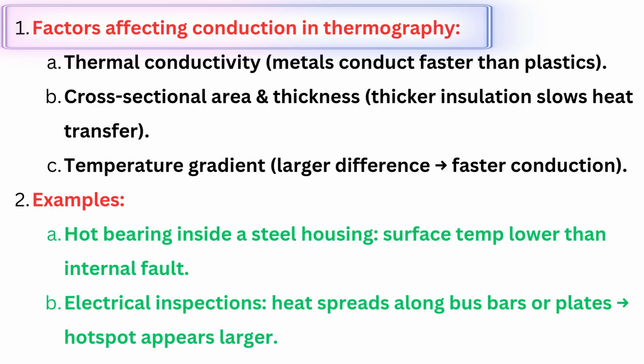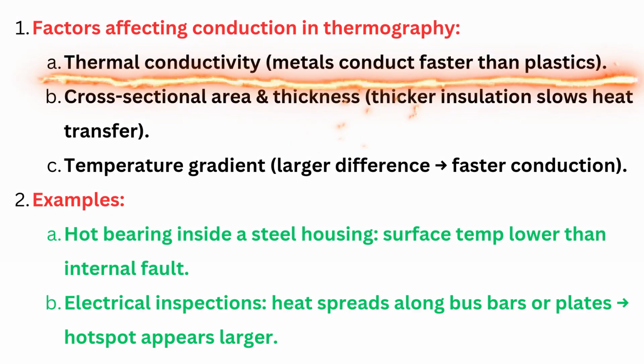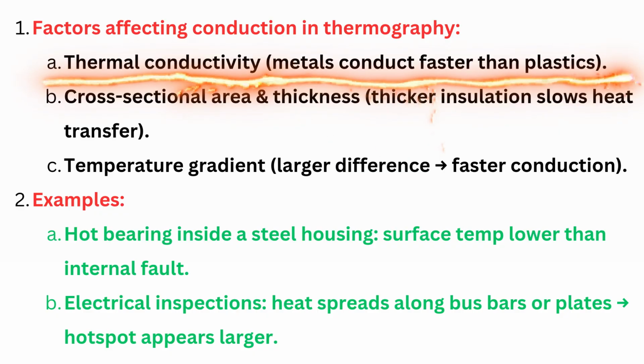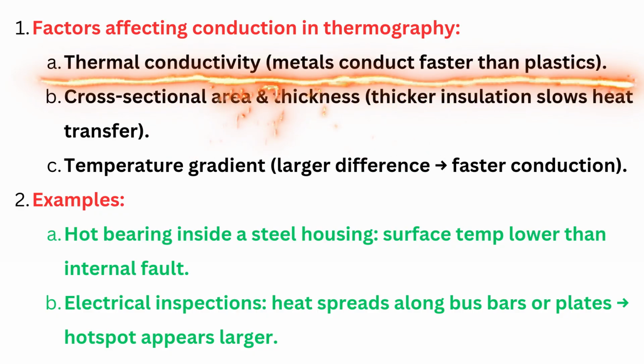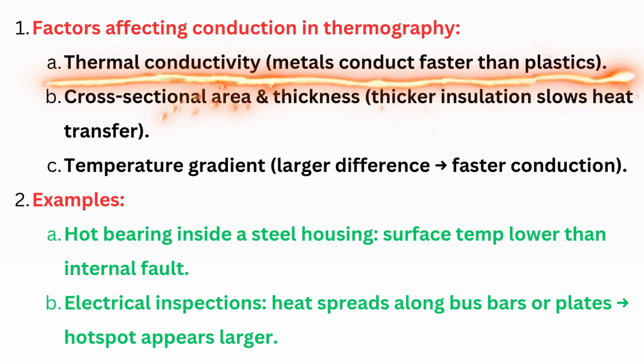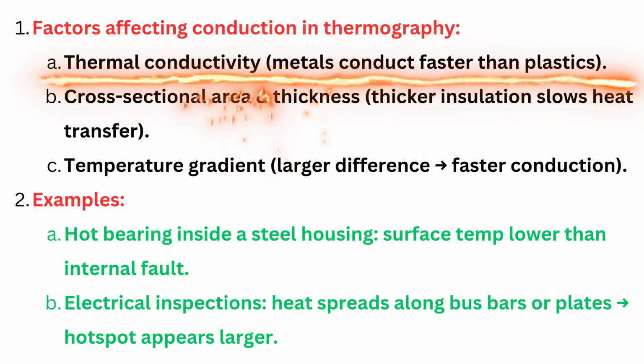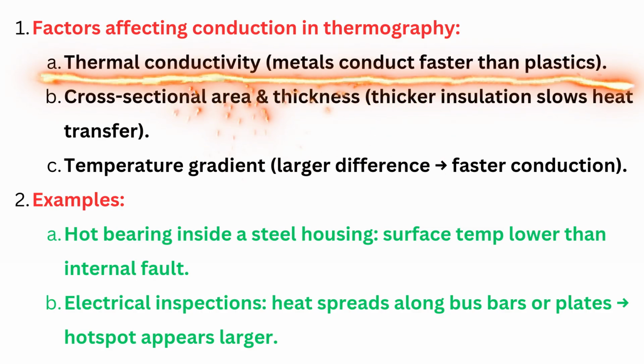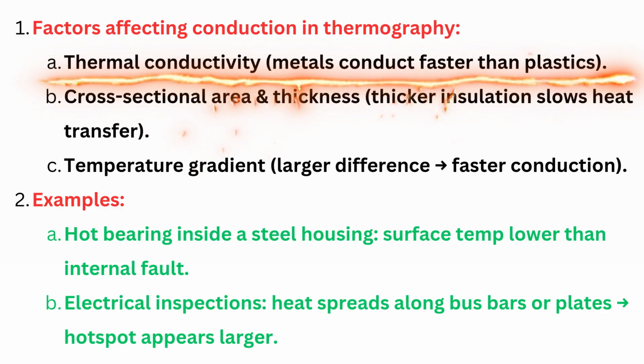There are key factors on which the conduction process depends. The first one is the thermal conductivity of the material. The higher the thermal conductivity of the material, the more heat transfer there will be between metals. Thermal conductivity is directly proportional to the heat transfer. Let's take a very simple example: in metals you normally see that heat transfers very fast in comparison to plastic, right? This is one example of thermal conductivity.